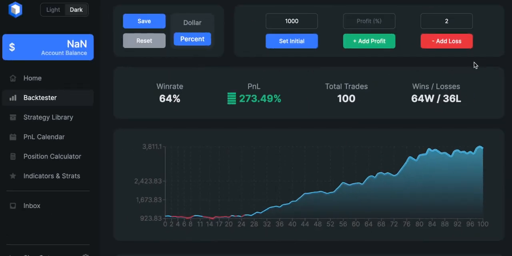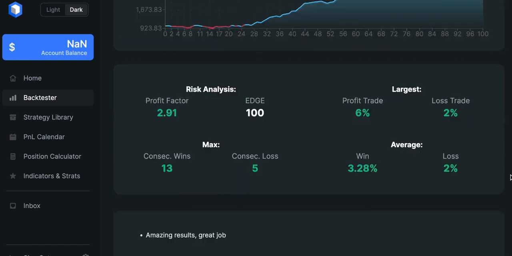Okay, so I finally finished my backtesting and the results are quite surprising, not gonna lie. Our win rate is extremely high, which is 64%, and we increased our account size by 273.49%. Our equity curve looks fairly consistent, even though we did have some drawdowns at the beginning. We successfully recovered and made some amazing gains. Our profit factor is 2.91 and we had 13 consecutive wins against 5 consecutive losses.